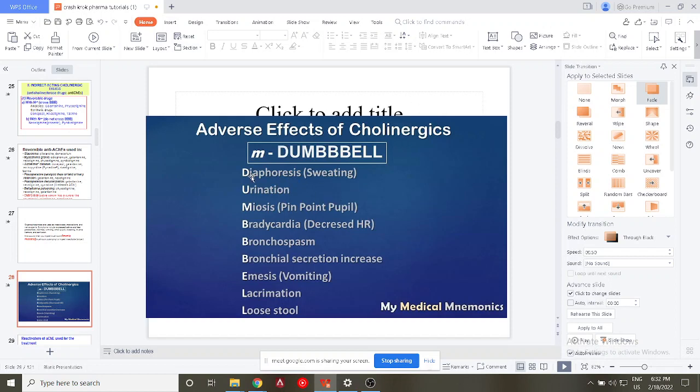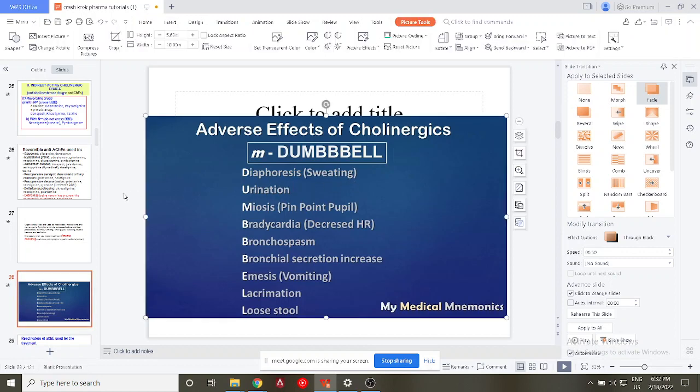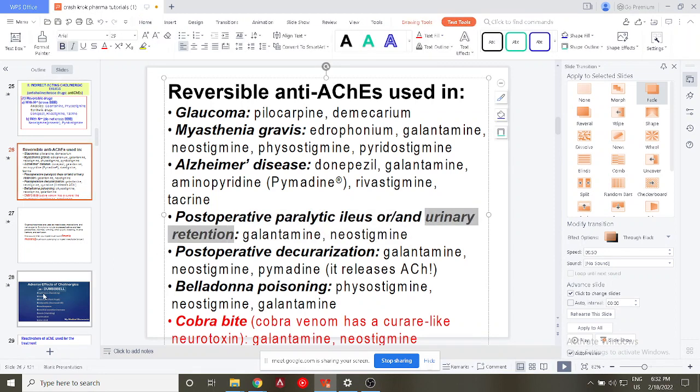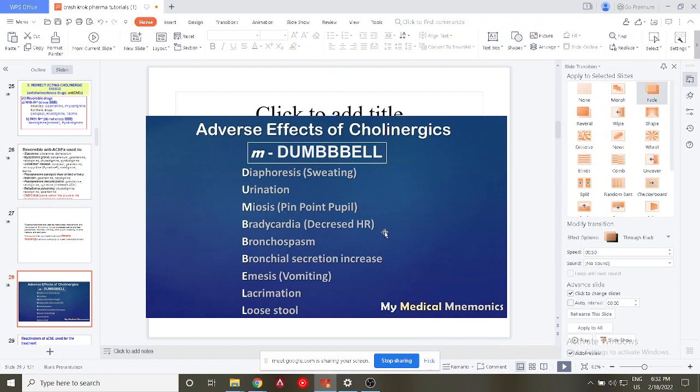So it's used for diaphoresis, sweating, urination. That is why they said it's used for post-operative paralytic ileus or urinary retention. So if your patient comes to you and is unable to urinate for like 5 days, you are going to give him a cholinergic drug to help him urinate.